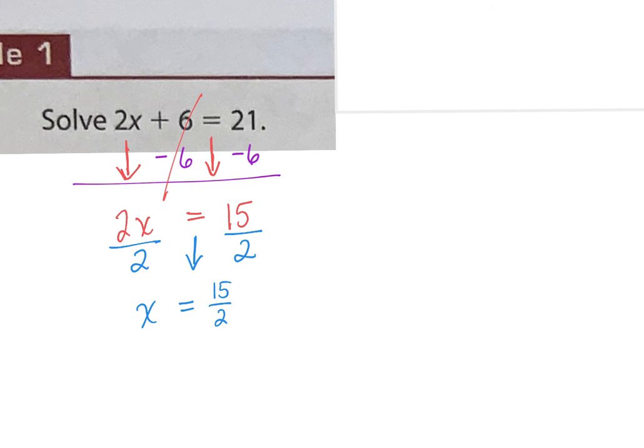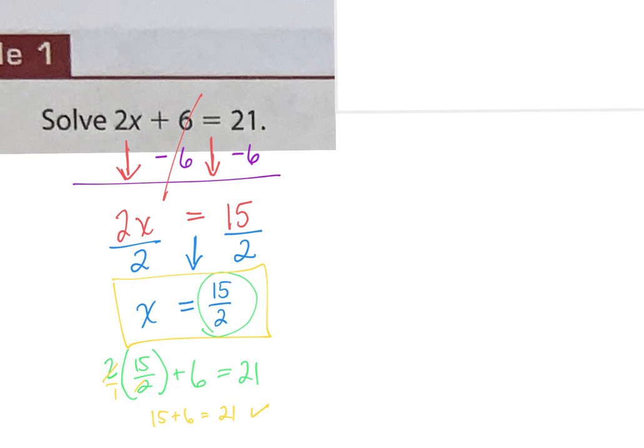All right, so if I take this, I would just plug it back into my original, and I would say 2 times 15 over 2 plus 6 equals 21. I will say that plugging it back in, it's easier as an improper fraction, because since you're multiplying, you would have to convert it back anyway. 2 over 1, right? So these cancel, and I have 15 plus 6 equals 21. Is that a true statement? Yes, it is. So that means this is my answer right there.